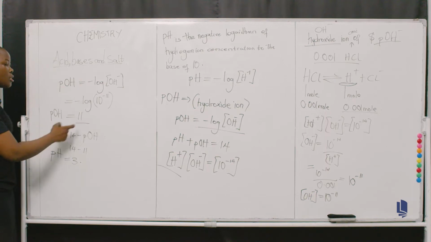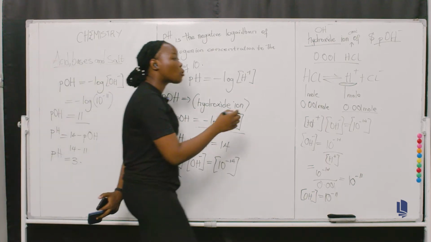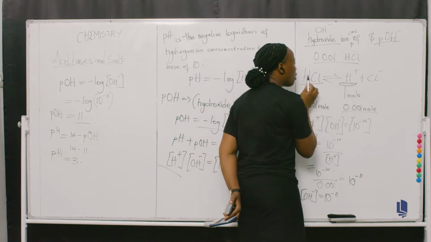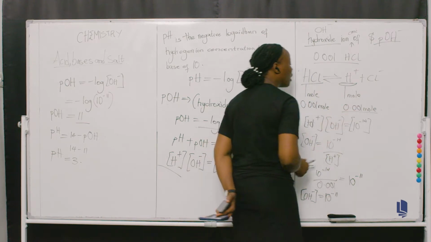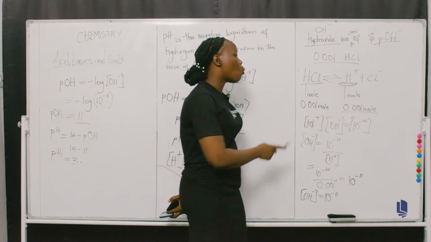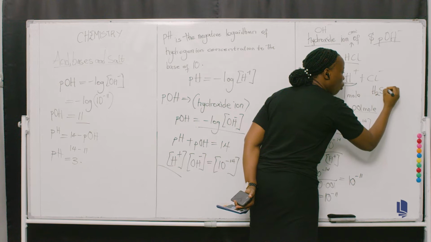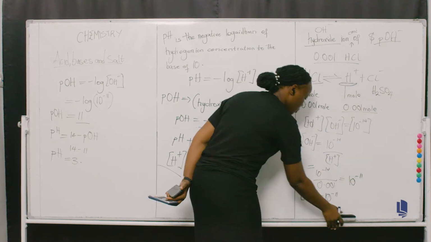My pOH is 11. For this question, because of the compound, which is HCl, it is 1:1. There are some compounds that will not give 1:1, like H2SO4. Let's attempt something like this.